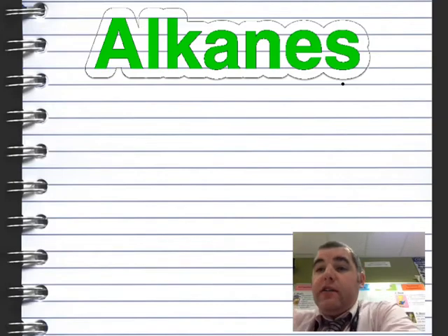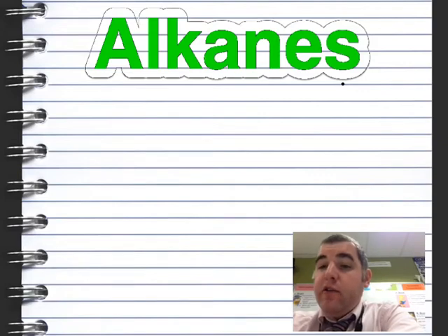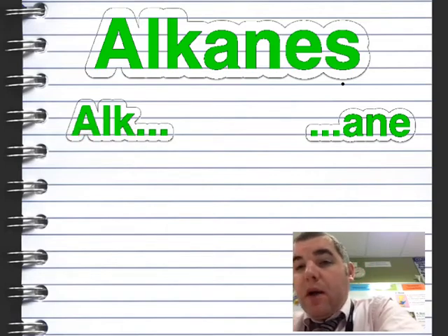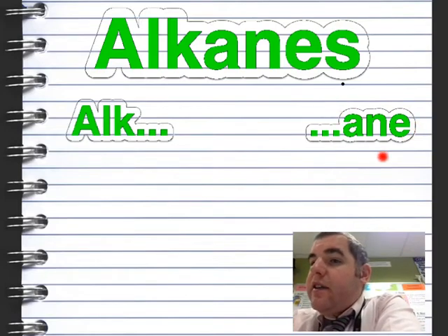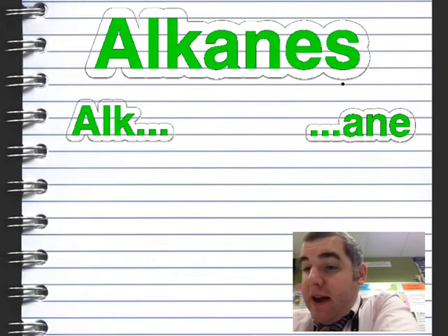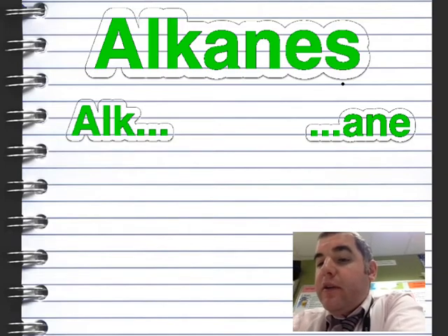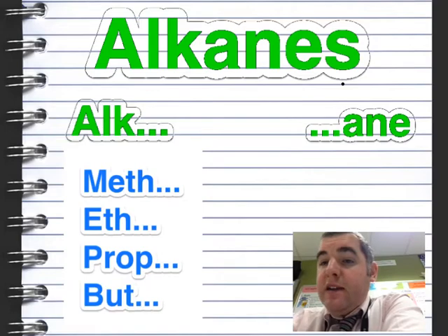Okay, now the alkanes follow a fairly simple way of naming. They have two parts to the word. They have the prefix, which is always an alk, and we'll talk about those in a moment. But for every alkane, the end of it is ane. Now the first four are a little bit unusual within the family. These are called methane, ethane, propane, and butane.